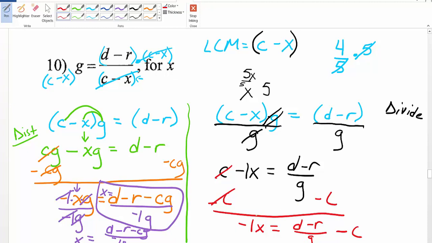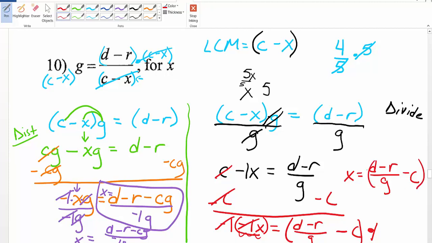And then lastly, to get x all by himself, we divide by negative 1 or multiply both sides by negative 1. It's the same thing. We'll go ahead and multiply both sides instead by negative 1. Negative 1 times a negative 1 gives us a positive 1. So then x is all by himself equals d minus r all over g minus c, and all of that times negative 1.